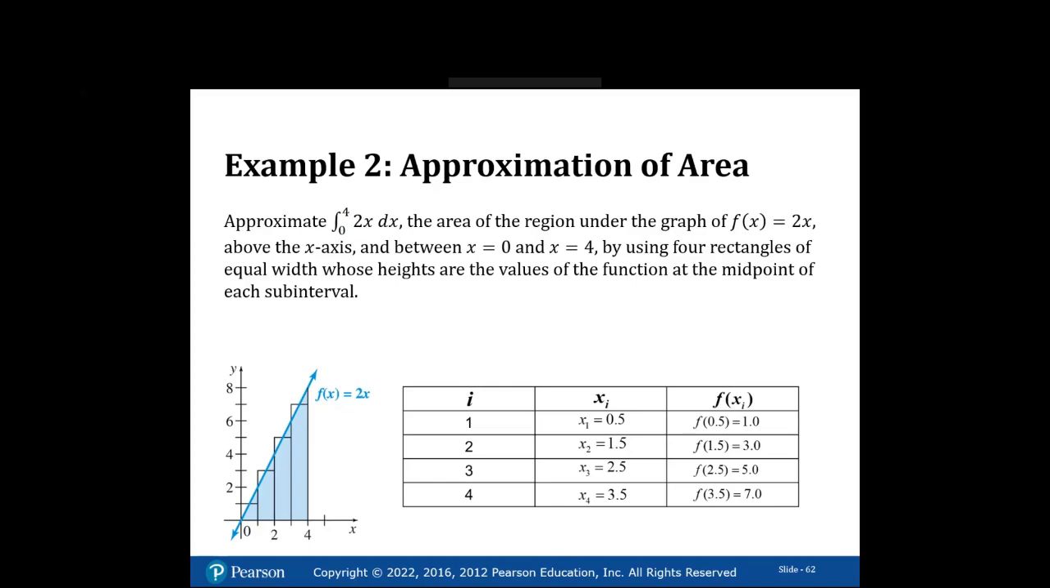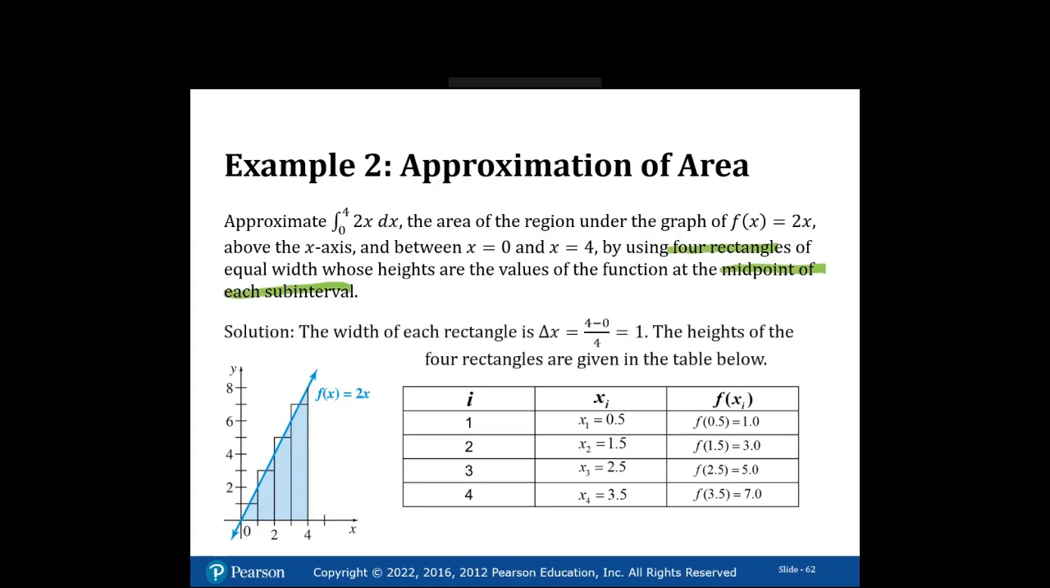So when we're solving this, we want to use 4 rectangles. So it tells us we want 4 rectangles, and I want to use the midpoint. That tells me what points I'm going to pick for my heights. So the width is this delta x, which is our interval, 4 minus 0. I'm doing 4 rectangles, so divided by 4. And that tells me each width of my rectangle is 1.